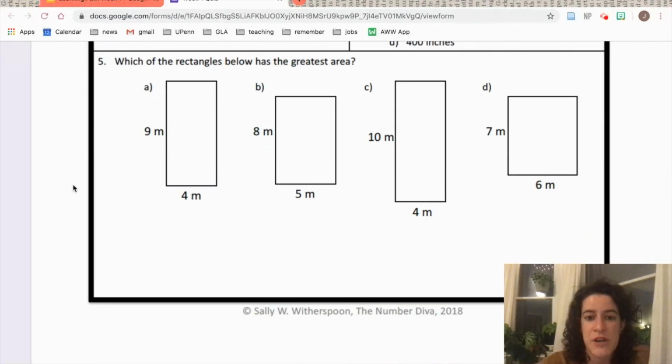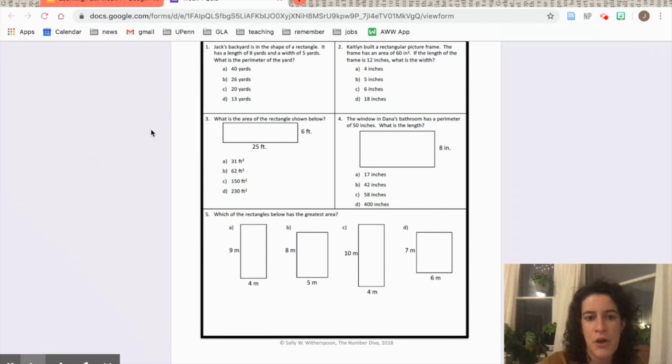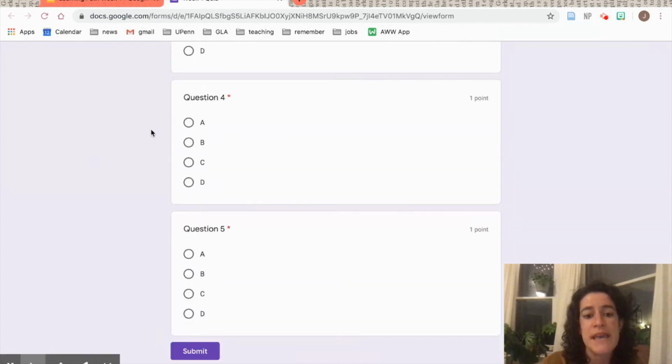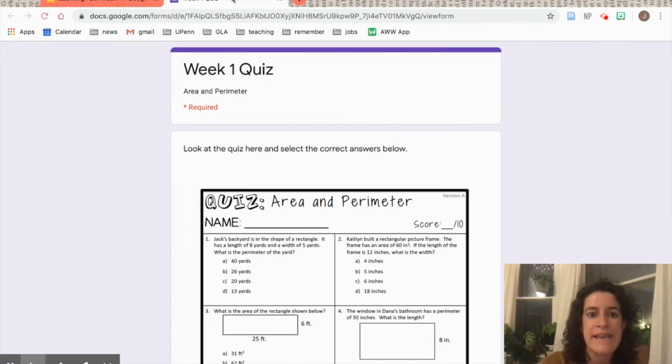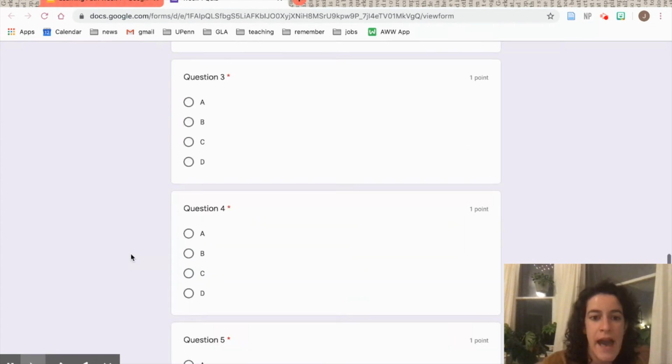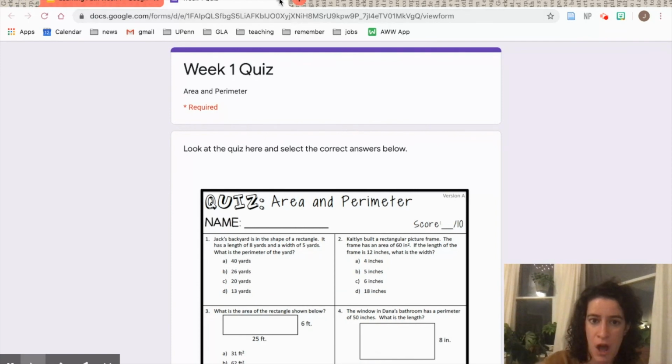All right, so for number 5, there are only 5 questions on this quiz. So pause it right here, work through the answer, write it down on your sheet of paper. Okay. I want you to take a picture of your sheet of paper and email it or text it, send it to me so that I can see how you are doing on your area and perimeter knowledge.